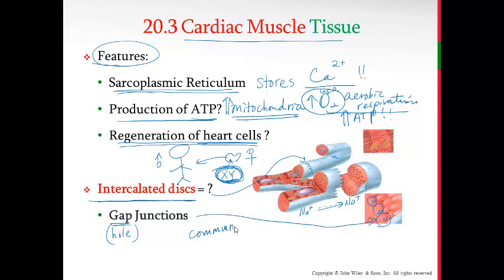So this is great for communication, especially when the heart cell has to undergo action potential, because we want our heart muscle cells to all contract in unison, so that they all work together.